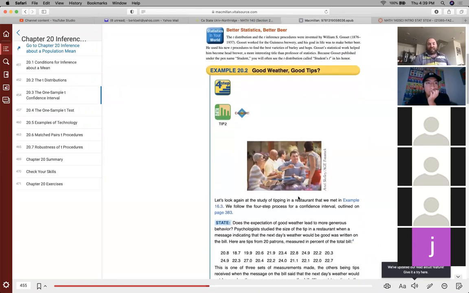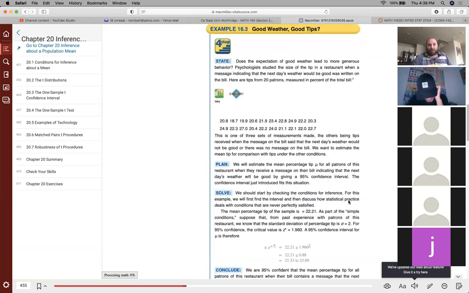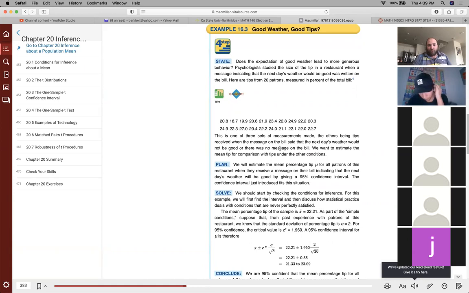We have a study of tipping at restaurants. We did this example in the past, but in that example, we actually used sigma. In fact, let's compare the two. When I look at example 16.3 here, we have the same 10 numbers, but they give us that sigma is equal to 2.